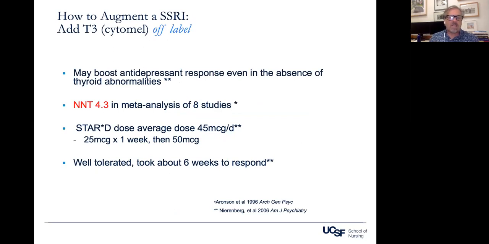Now, what about adding T3 or Cytomel? This was another option in STAR-D. You can do this even if somebody is not frankly hypothyroid. I would not do this in somebody who is borderline hyperthyroid, but if say somebody had a TSH of 2 or 3, I'd still be comfortable using a little bit of Cytomel or T3. Again, the number needed to treat is fairly low, which is always a good sign, around 4.